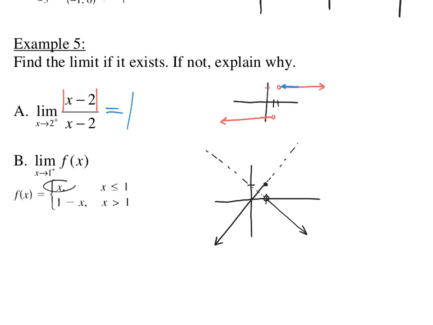Now, what did you guys get for the limit as x approaches 1 from the right? 0, okay? This is 0. As we're approaching 1 from the right, we're approaching that value of 0. Okay?